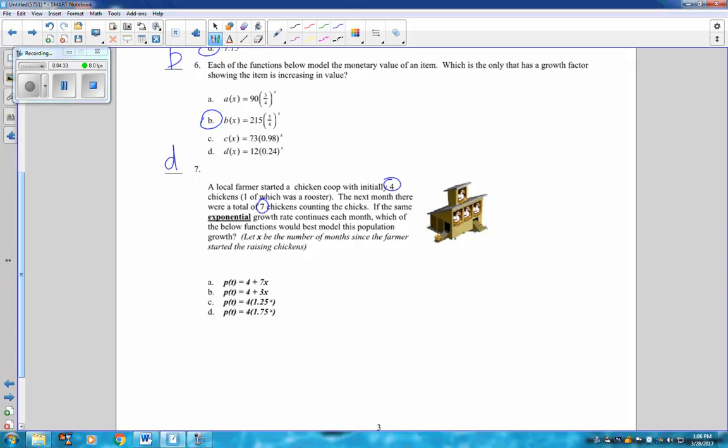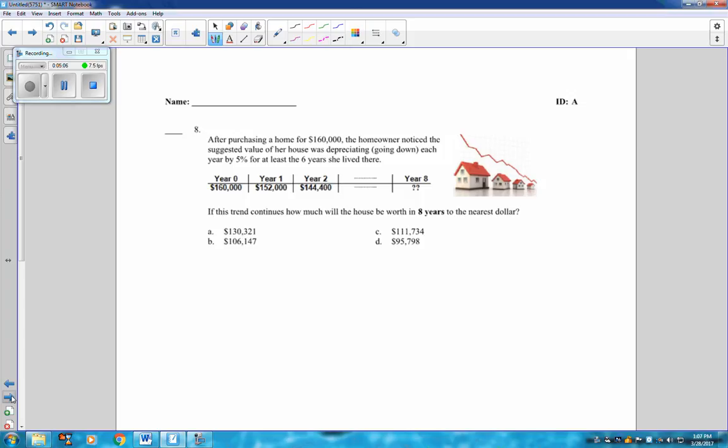Okay, so it went up from 4 to 7. To find that rate, you need to divide 7 by 4. Divide by the previous term. And when you divide 7 by 4, you get 1.75, which is your growth factor. A and B are linear. They're not even exponential, so those are not going to work. And C is only going up by 25%, and you can tell that it went up more than a quarter. All right, number 8, your answer is B.